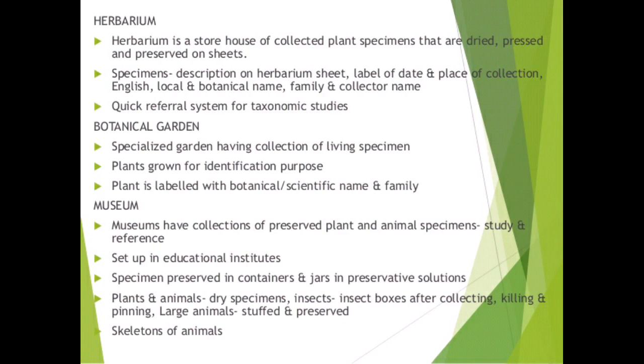Now see, herbarium. Herbarium is a storehouse of collected plant specimens that are dried, pressed and preserved on sheets. The specimen description on the herbarium sheet includes the date and place of collection, then the English, local and botanical name, family and the collector's name, written on the specimen. That is very useful in schools, colleges or universities as a quick reference system for taxonomic studies.